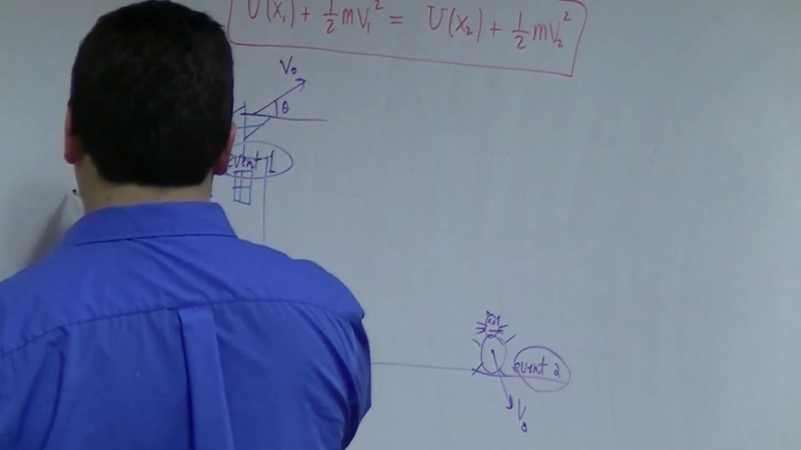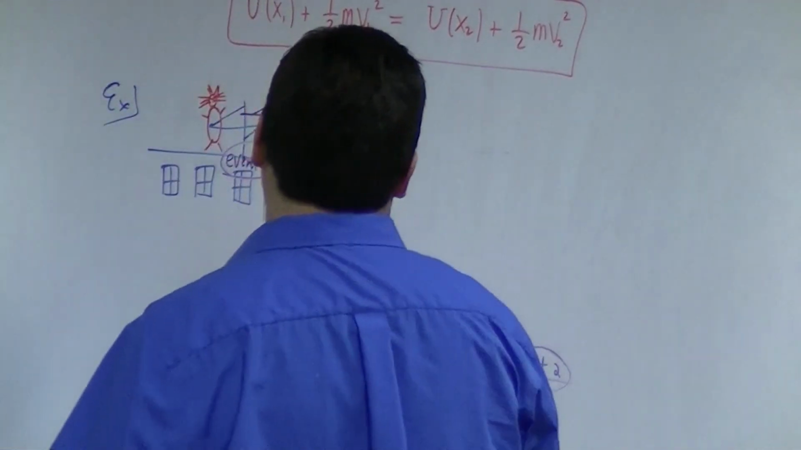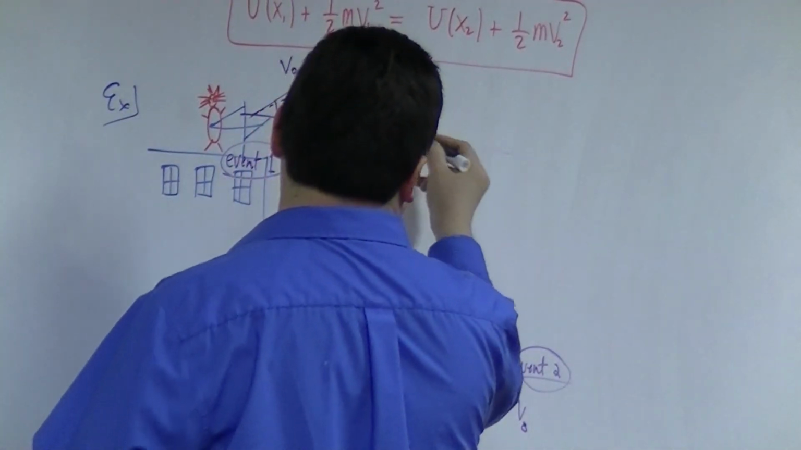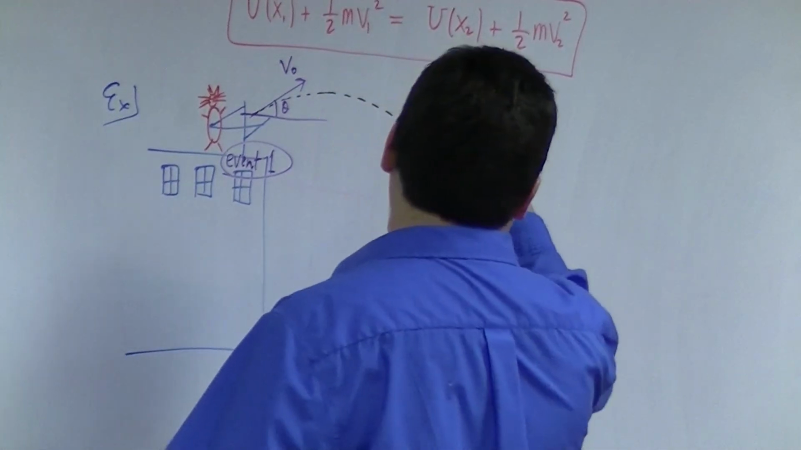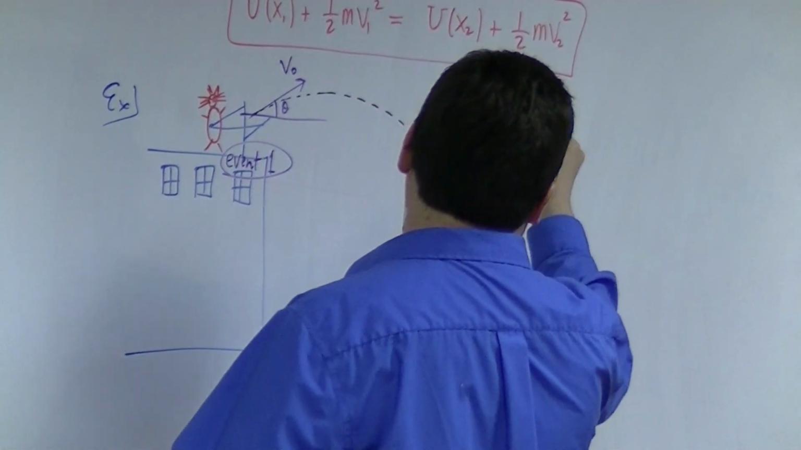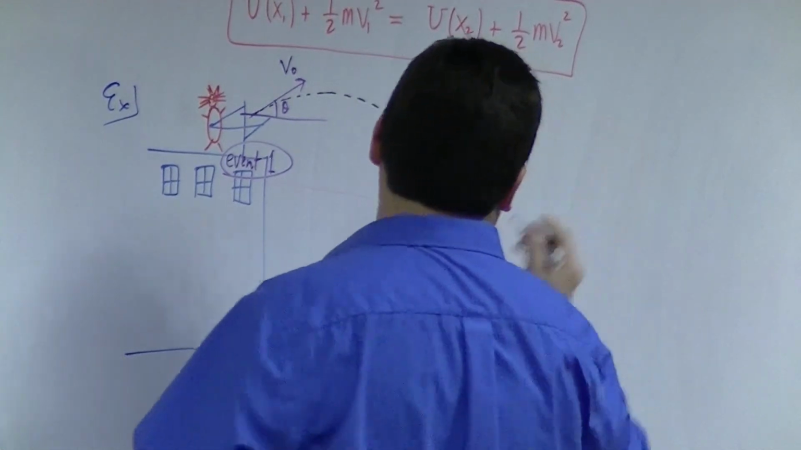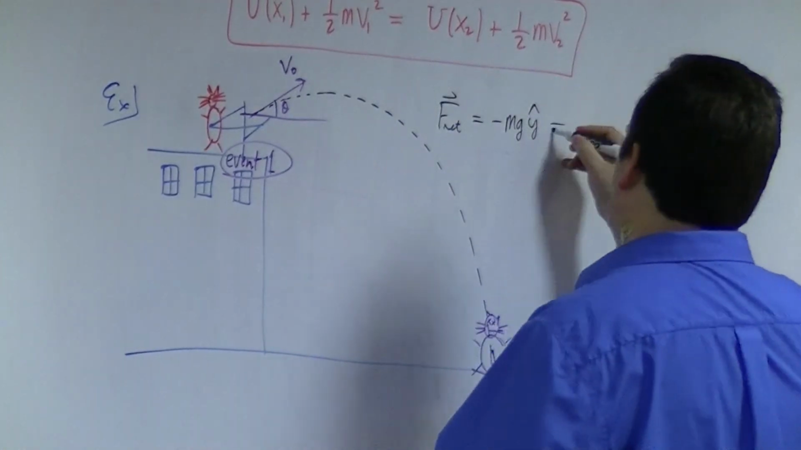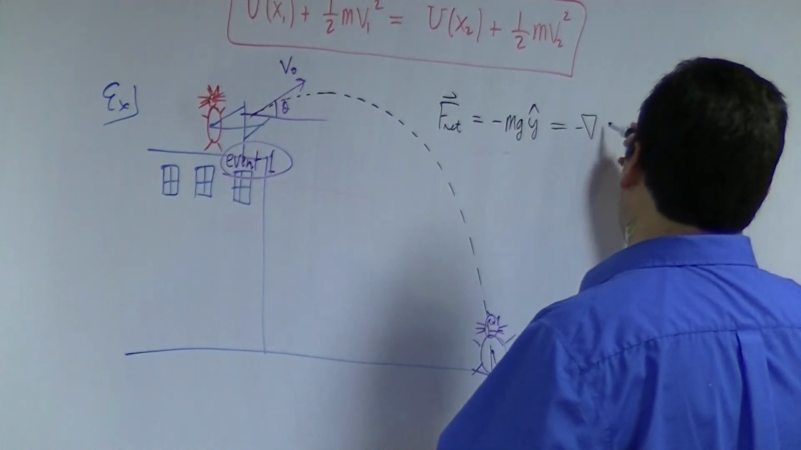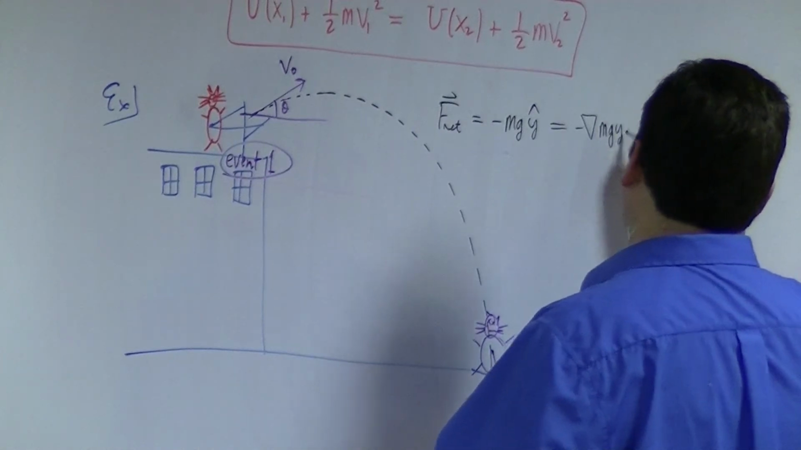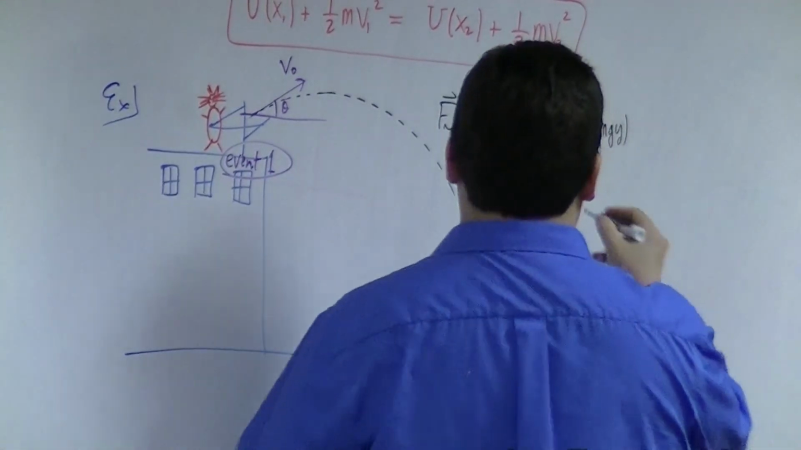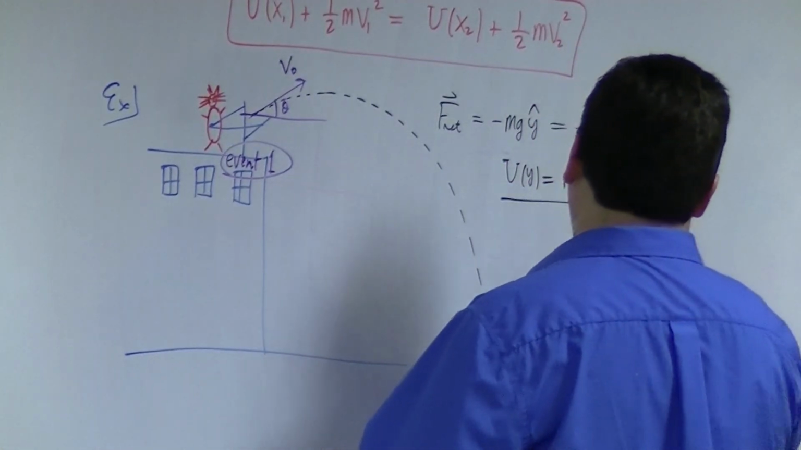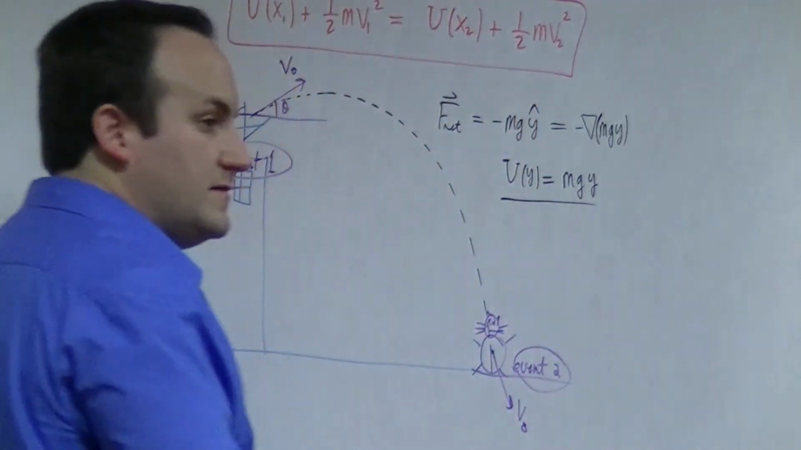So, what's the net force once the cat is launched? We're just considering the motion, not the launching process as part of it, right? Just the projectile motion. The net force is what? Minus mg y hat, right? I argued earlier, on this very board, that this is minus the gradient of what? mgy. So in other words, the potential energy at height y is mgy. That's the potential energy due to gravity for the cat.